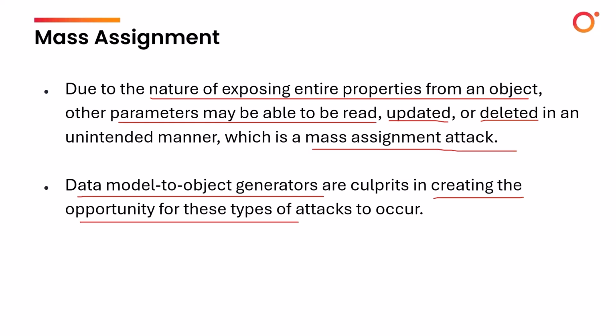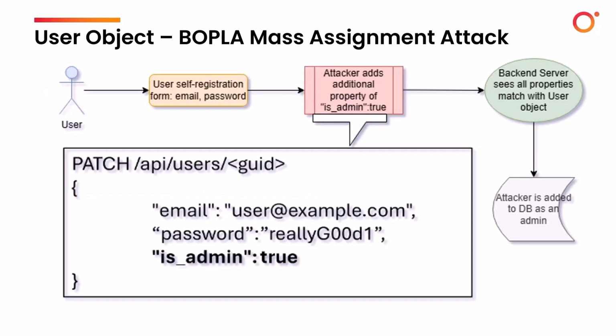In essence, attackers can craft malicious HTTP requests to include additional fields in the data payload that are not supposed to be modifiable by a user, but because the entire object is exposed, it becomes vulnerable to a mass assignment attack. Let's look at an illustrated example.